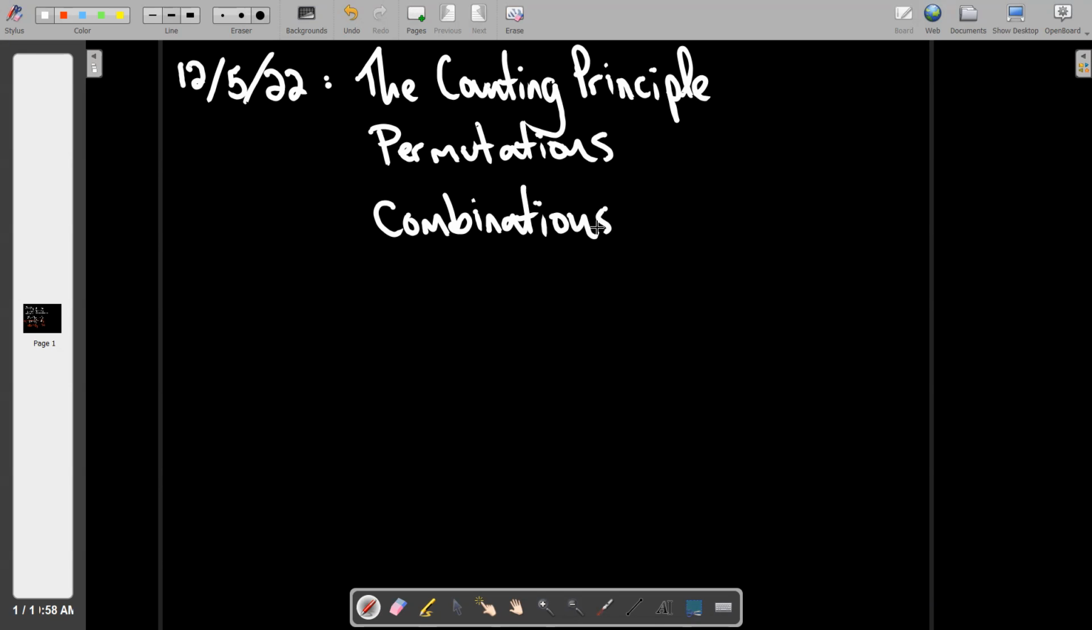So first off, let's talk about the counting principle. The counting principle allows us to answer questions about how many different ways you can get something done. So an easy example would be, let's say you go to a sandwich shop.